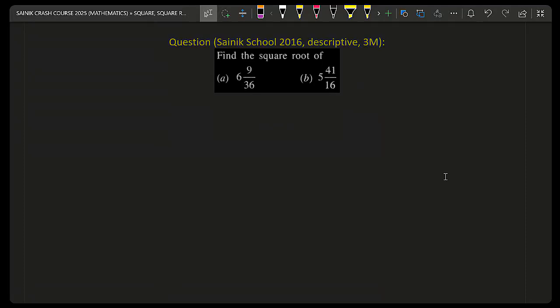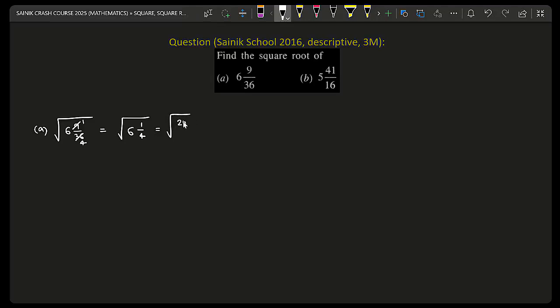Sir, first we want to convert into improper. Square root of 6 9 by 36. So 9 by 36, can we cancel the fraction? Simplest form. Yes, sir. 9 ones are 9, fours. Can we write square root of 6 1 by 4? Yes, sir. 6 1 by 4, now we can convert into improper. Sir, 25 by 4.